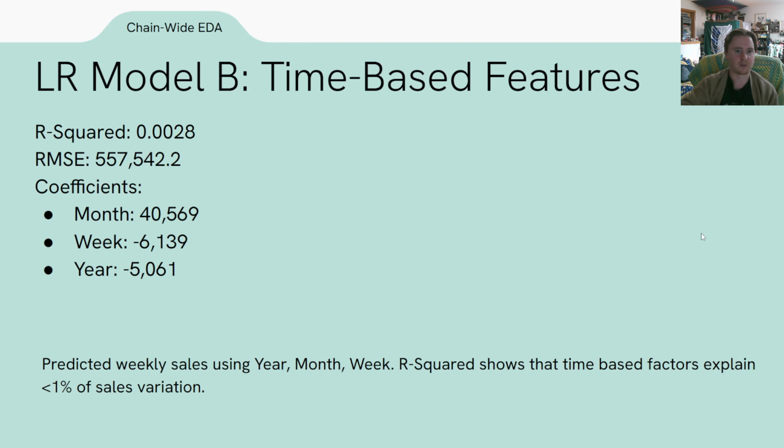So the second model I ran was using the time-based features year, month, and week. This one performed even worse with an R-squared of 0.0028, which is less than 0.5% of sales variation explained. So time-based features also are very bad at predicting sales. RMSE was very close to Model A, again, just over 555,000. And together, these 2 models very, very heavily reinforced what I found through my graphing in the exploratory analysis, that chain-wide features, whether economic or time-based, cannot predict individual store sales, and moving forward, the analysis would need to move to a store level.